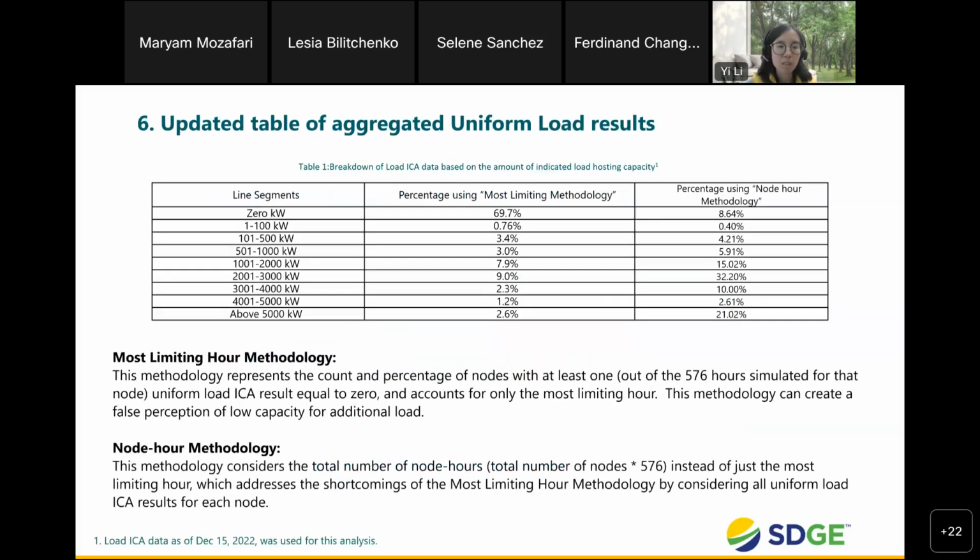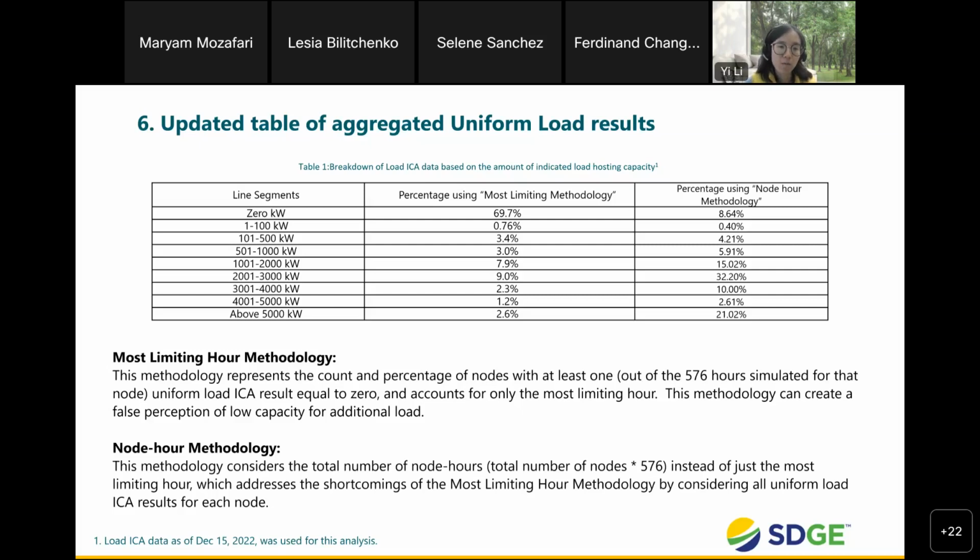Shifting the topic slightly from the load ICA refinement and modeling changes over to the aggregated uniform load results that were also asked to be included in the annual report. We're populating this data consistent with what we provided on December 15, 2022, when SDG&E filed our 2022 annual report. As you can see here, we file our report using the most limiting hour methodology, and we want to clarify that this methodology is a relatively limiting way of interpreting the load ICA result as compared to the nodal hour methodology.